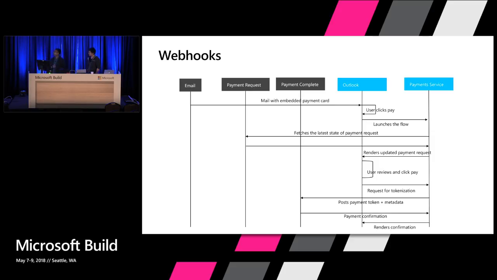This is the flow diagram on how the experience will flow through your endpoints. The key here is that the user in Outlook will receive an email with the embedded payment card that we talked about before. Once users click on the button, it launches the flow. The first thing the flow does is make a call to your payment request with the product context that you specify on the card. That product context might have your invoice ID, or some information that lets you see the current status of the payment request.